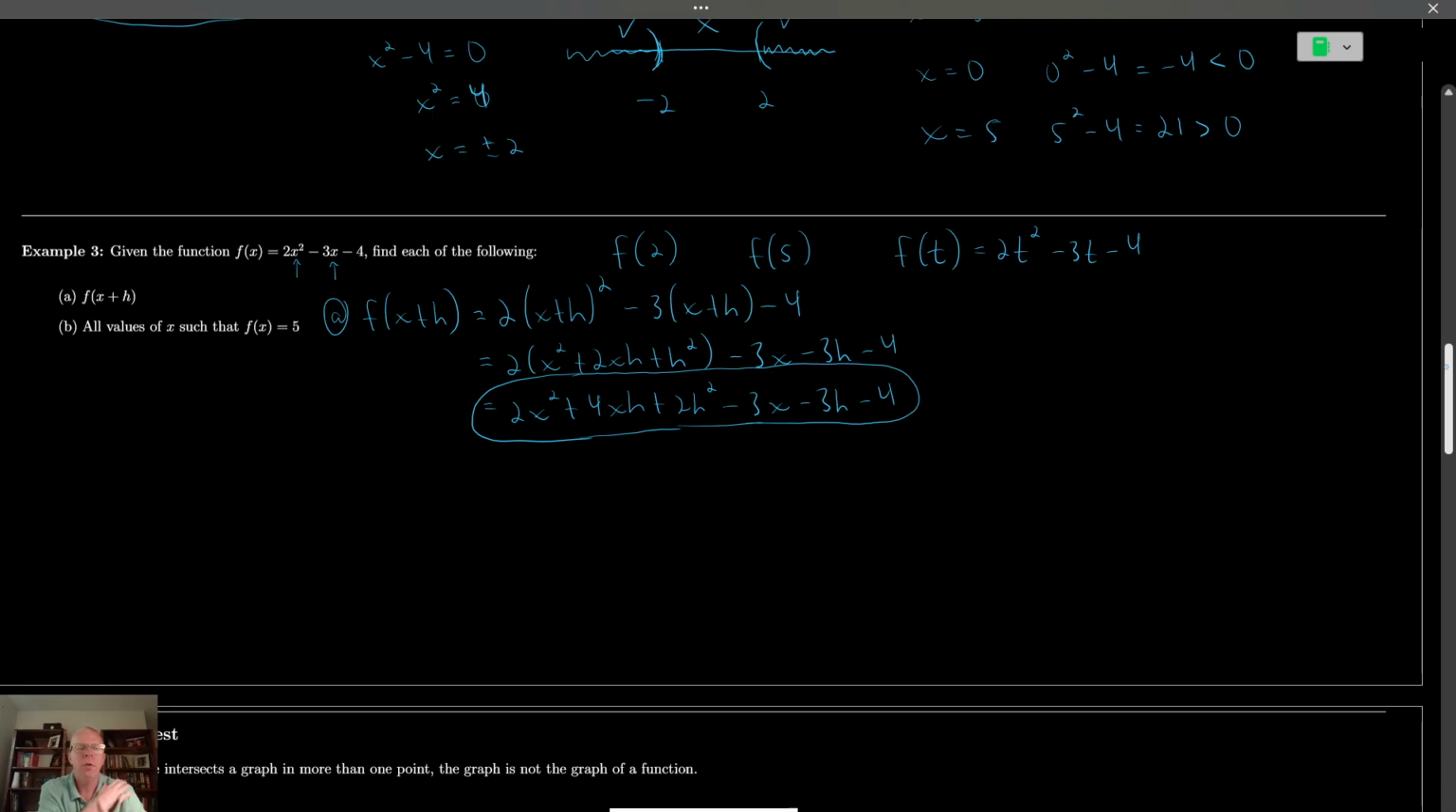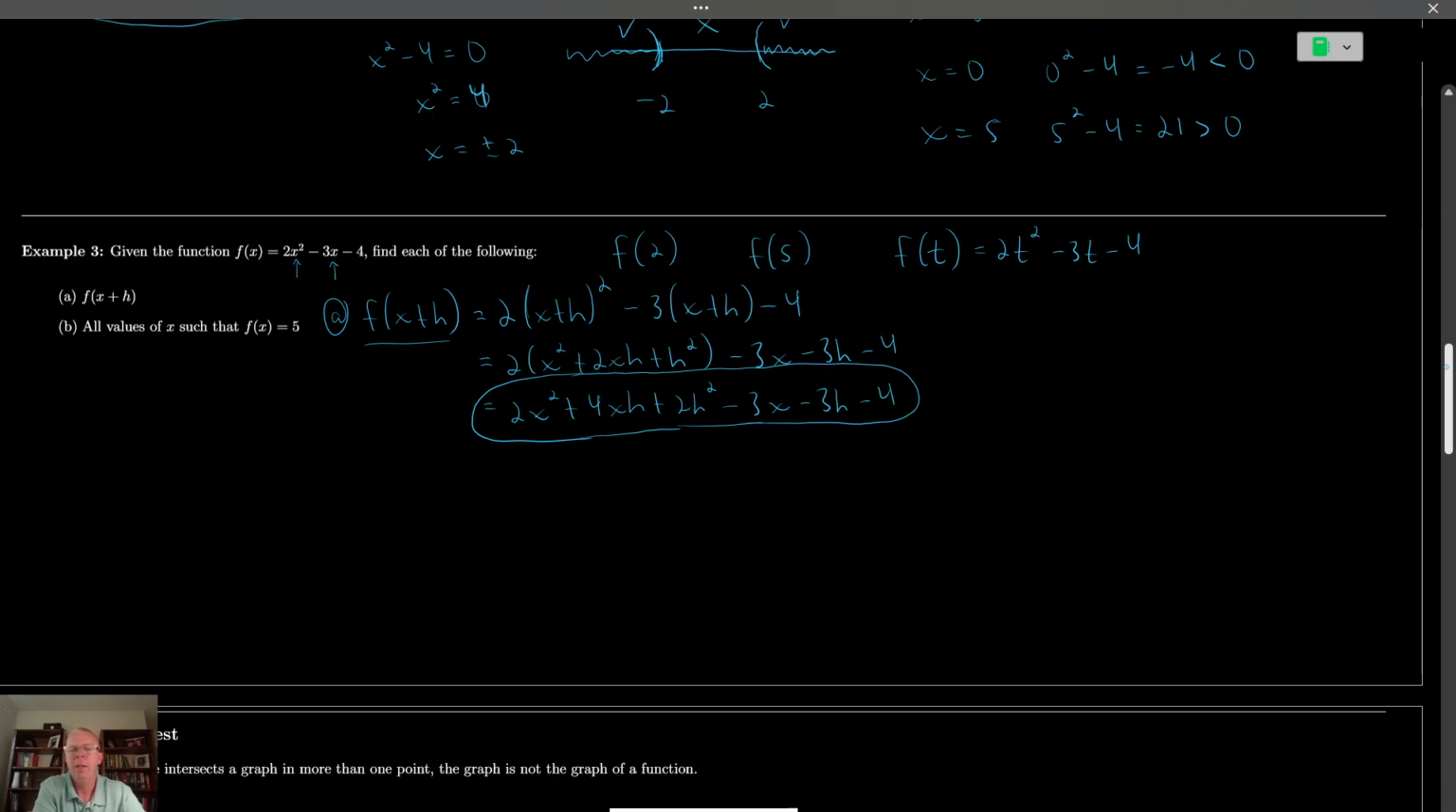So get used to using this f of x plus h. We're going to be using that a lot. We'll see it later, probably in the second part of this lecture. We'll be using this a lot. So get comfortable with how you plug in this x plus h and then how you simplify it once you do. So be careful with the parentheses.